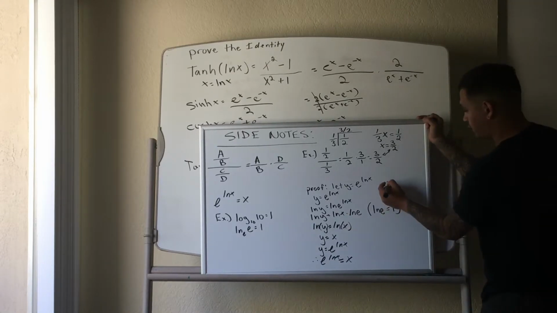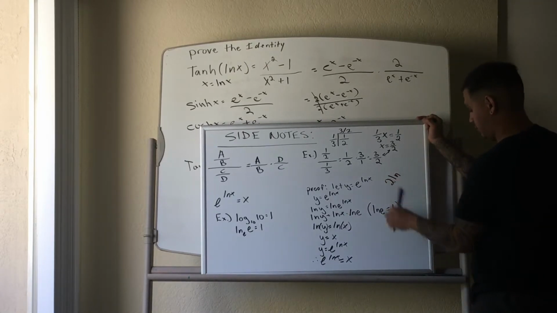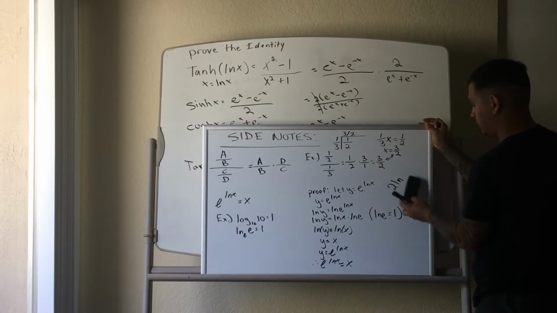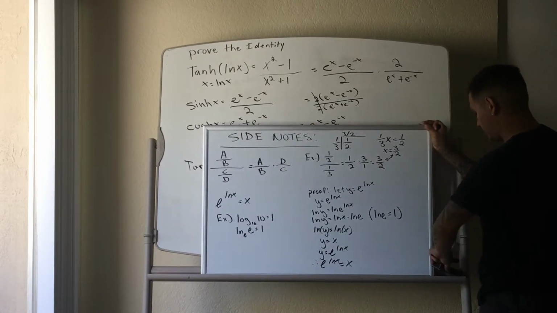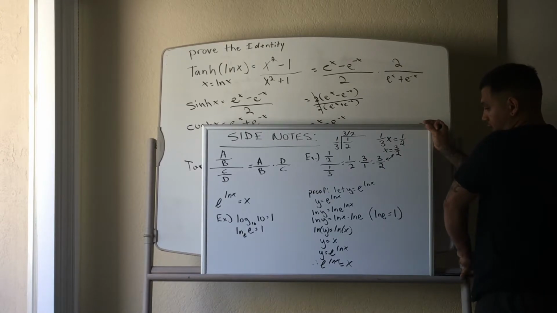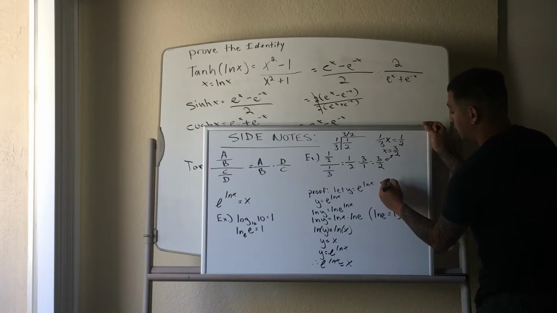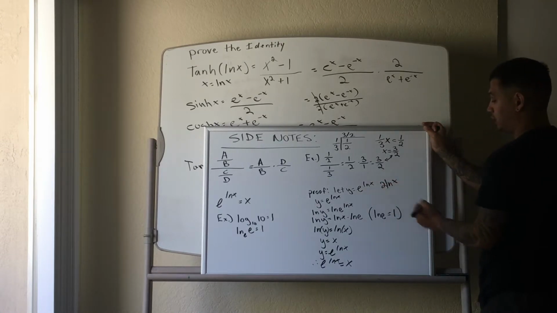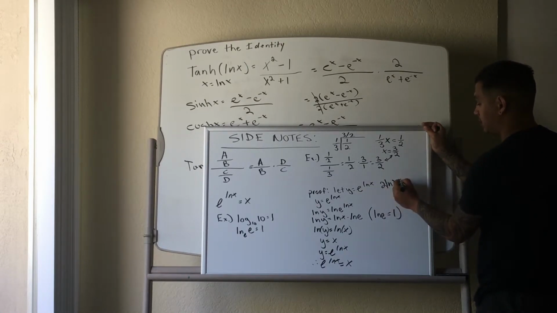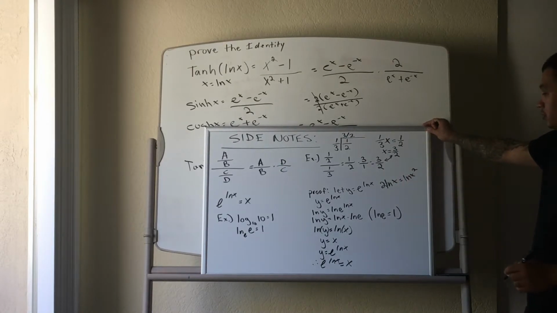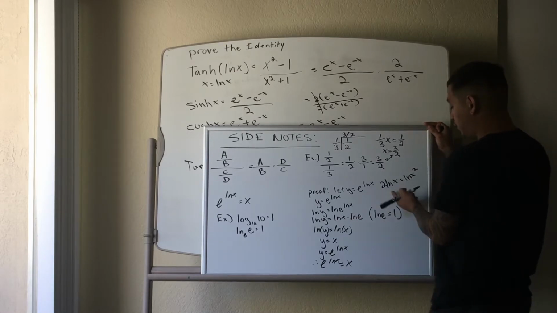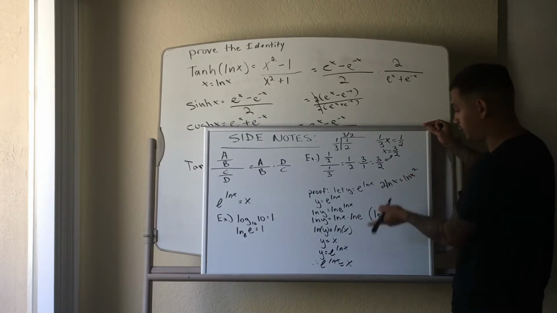I haven't shown you yet, but let's say that you have 2 to the ln x. You could bring this up there, and this is the same thing as ln x squared, right? So we're doing that here. If you could bring it up, similarly, you could bring it down.